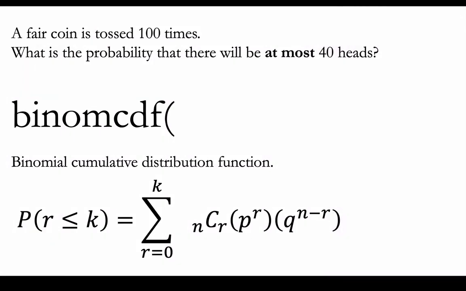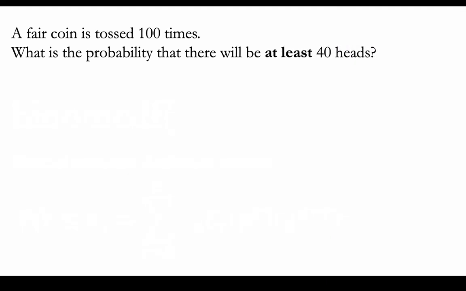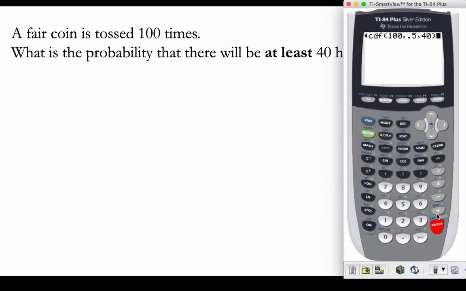Now what about if we said at least 40 heads? Well, we can still use our binomial cumulative distribution function, except we're going to take the complement. Here we have the calculation for at most 40, but now we need at least 40. So it's kind of like the other side of this. Let me just say first that we do the complement, so we do 1 minus the binomial cumulative distribution function.